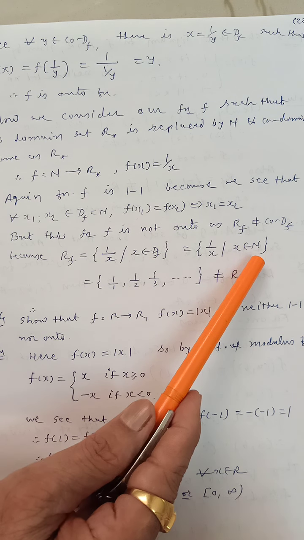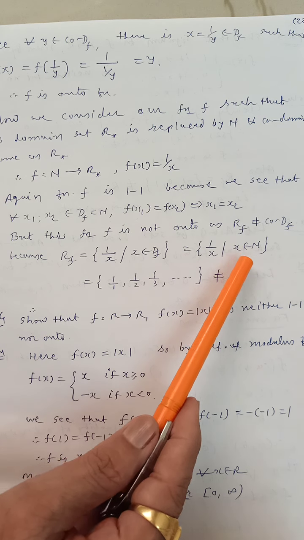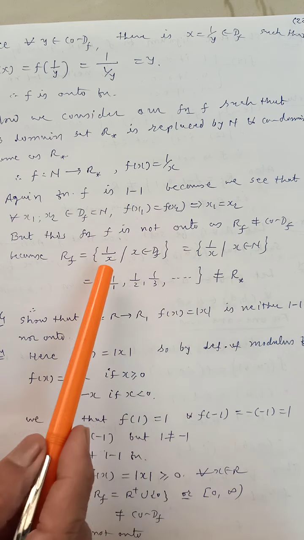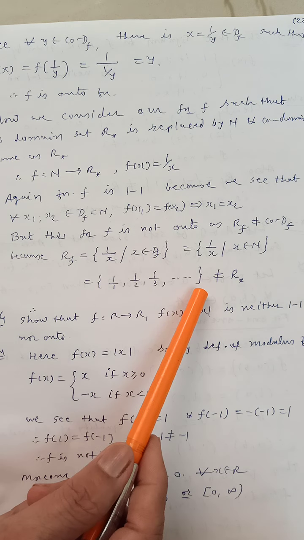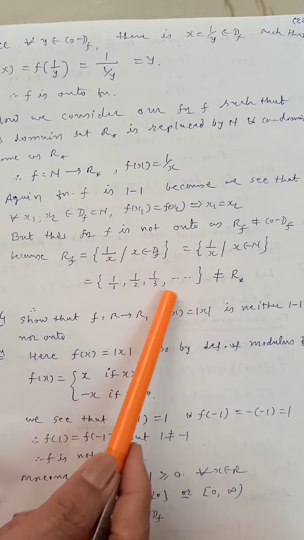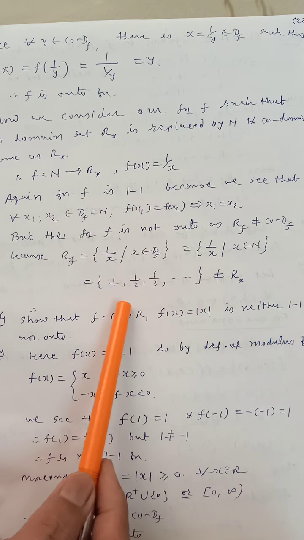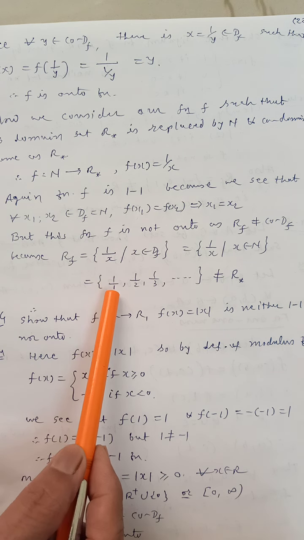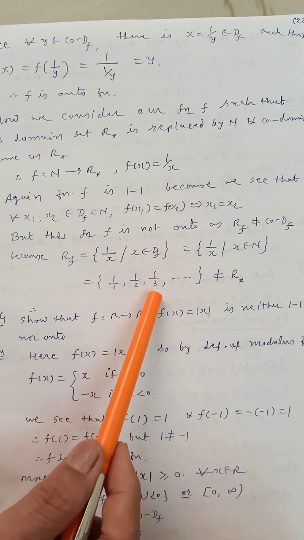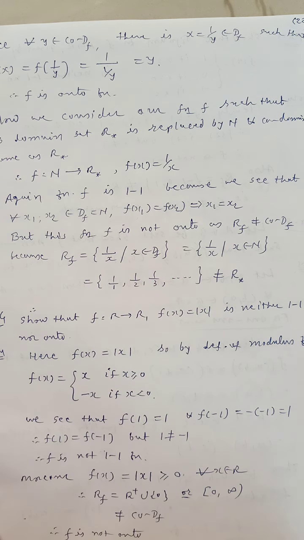You know in capital N the numbers are 1, 2, 3, 4. So you put 1, 1/1; you put 2, 1/2; then 1/3, and so on. Is it the complete set R star? No. Why not? Because here we have 1, then 1/2, 1/3, 1/4, 1/5, this type of number.